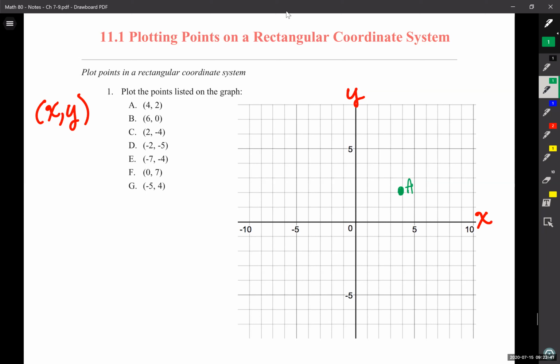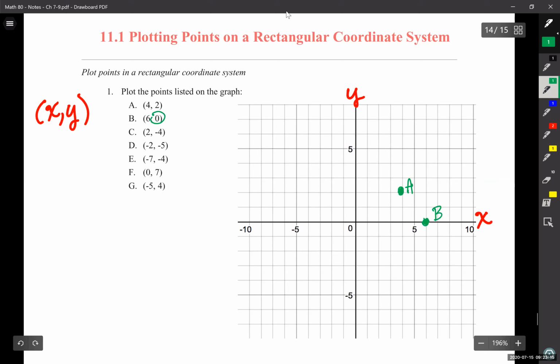Okay, next up, (6, 0). I'm going to go over 6 on the x-axis. One thing I wanted to point out is this is just a number line, so the positive numbers go to the right and the negative numbers go to the left. If I have a positive 6, I count over 6 spaces, which puts me here. I just put a little mark there. But notice the y coordinate is 0, so I don't move up or down. I just stay right here at the 6. So this is the point (6, 0).